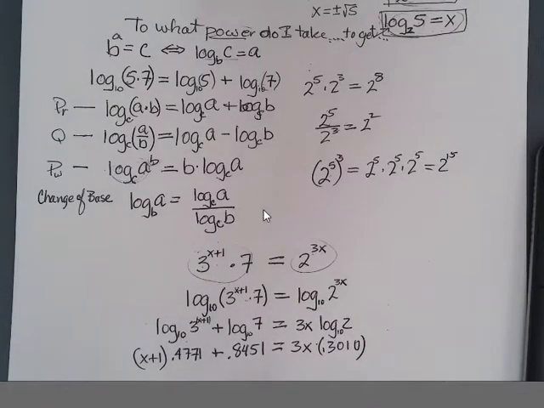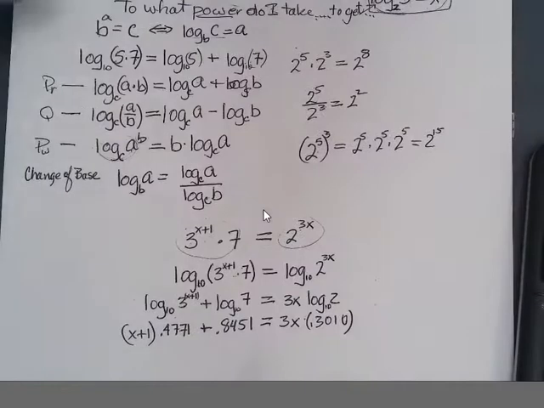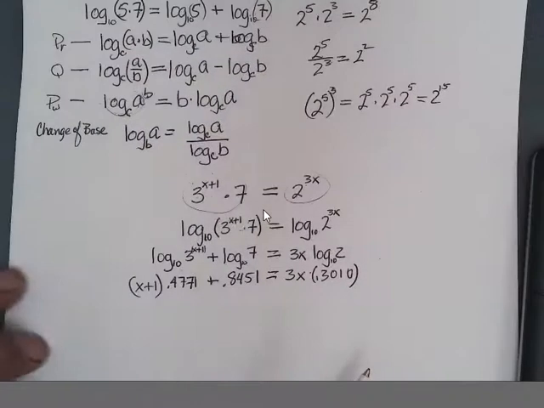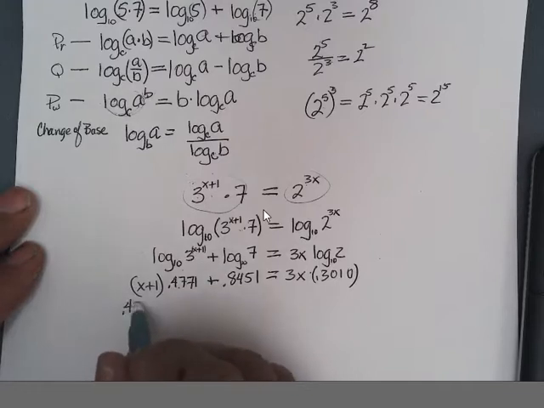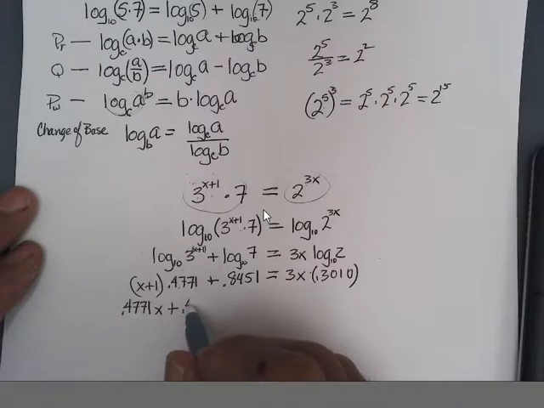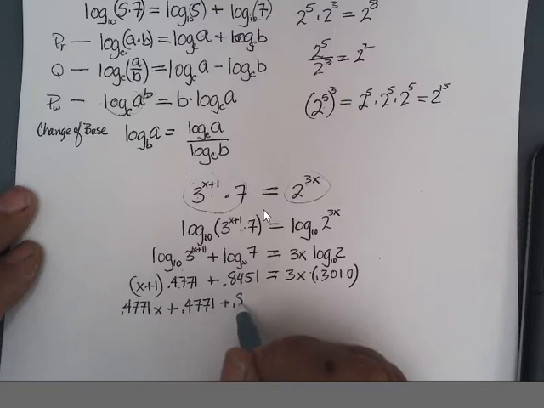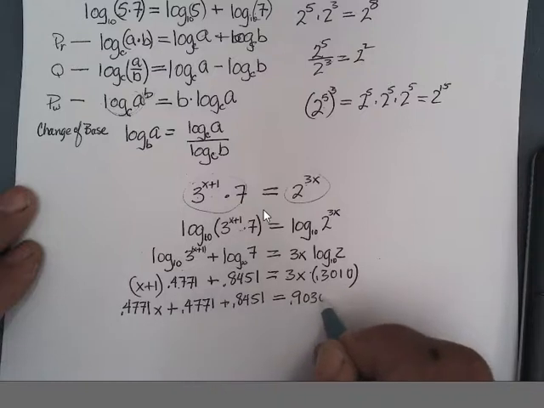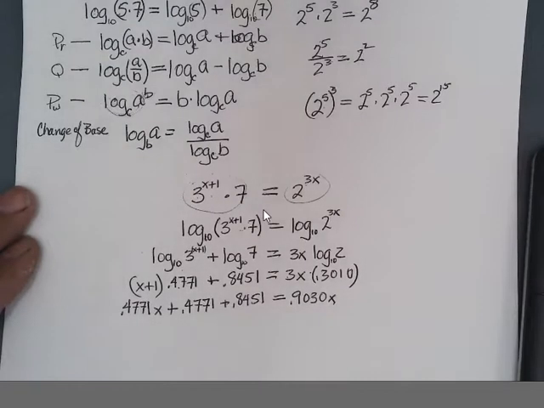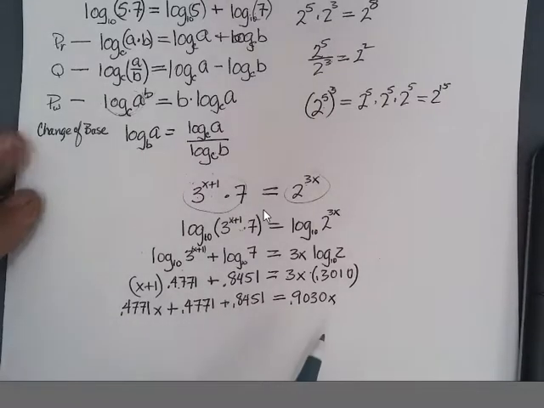Now, this should look like an Algebra 1 equation to you. And you should say, oh, I know how to do this. You take this times the x, so you get 0.4771x plus 0.4771 plus 0.8451 equals 3 times that, which would be 0.9030x. Algebra 1 problem with messy coefficients. Yeah, but we can still do it.